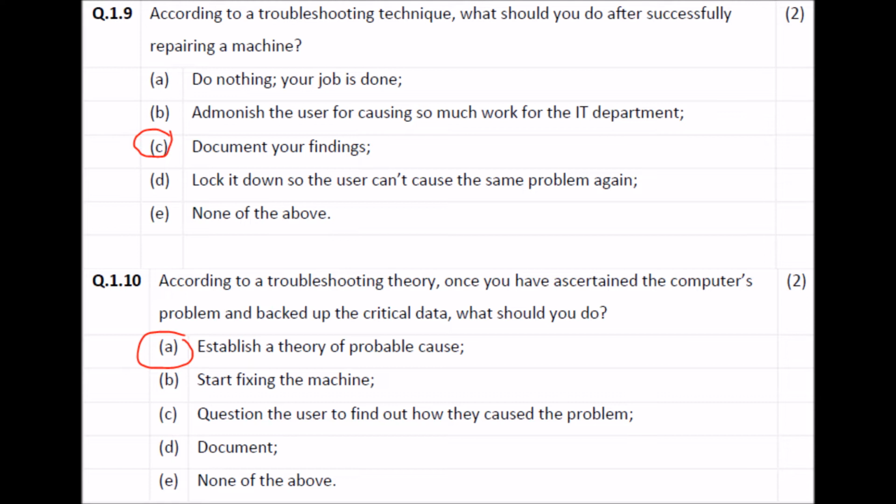Remember, you need to make sure that every time you've concluded any troubleshooting, you then document your findings. So 1.9 would be C.